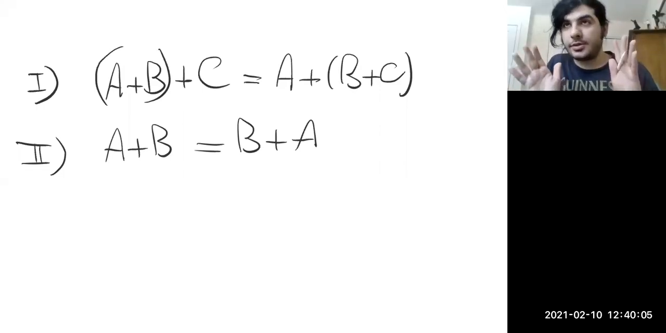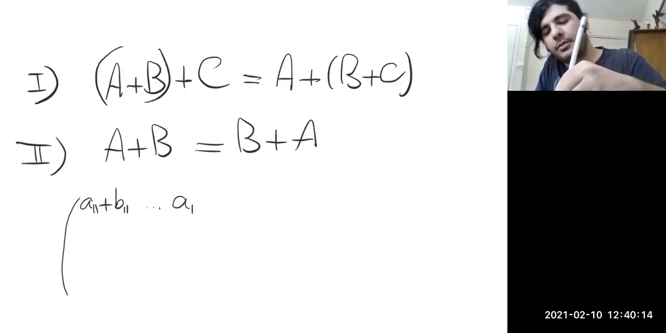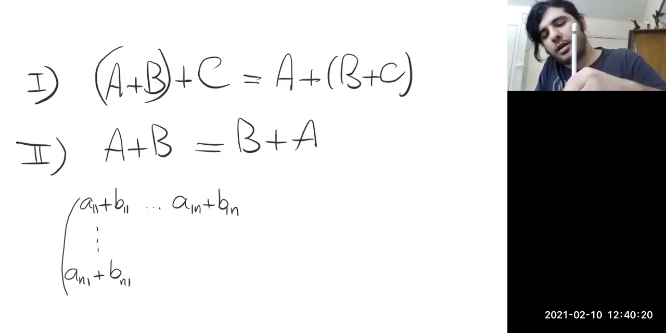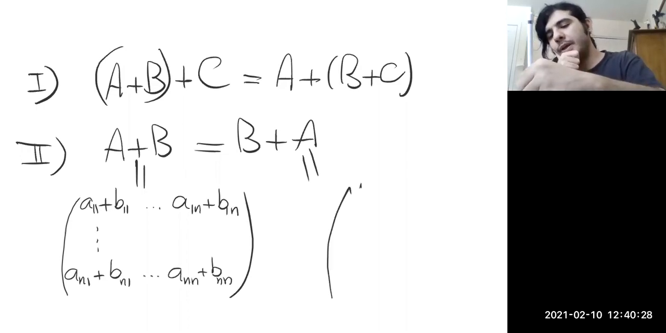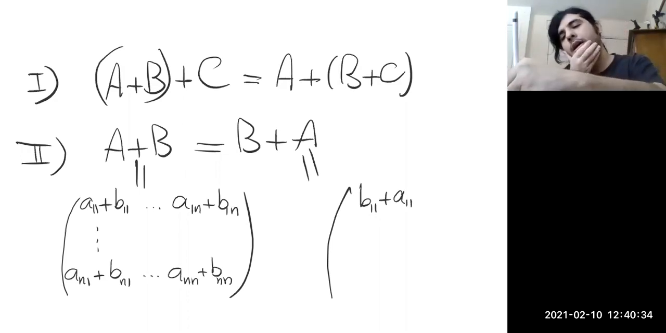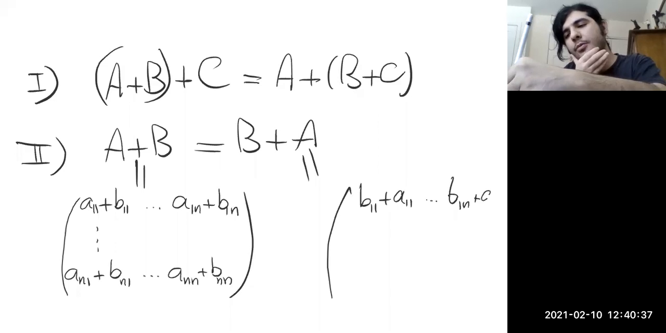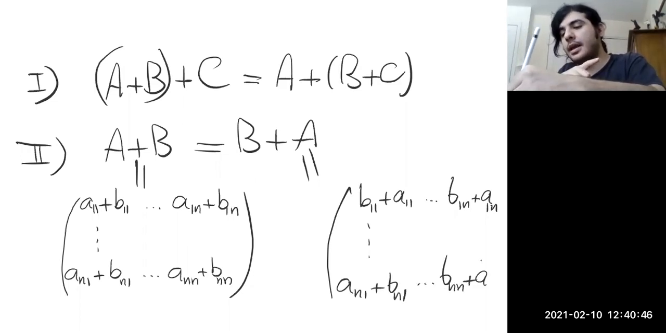So here, if I use A and B and use the same notation as before, A plus B would be A11 plus B11 up to A1n plus B1n, and AN1 plus BN1 up to ANN plus BNN. That would be A plus B. What is B plus A? It would be B11 plus A11. The order has changed. First B and then A. Up to B1n plus A1n. What is the last row? BN1 plus AN1 up to BNN plus ANN.